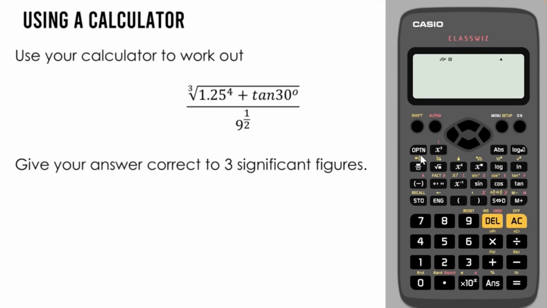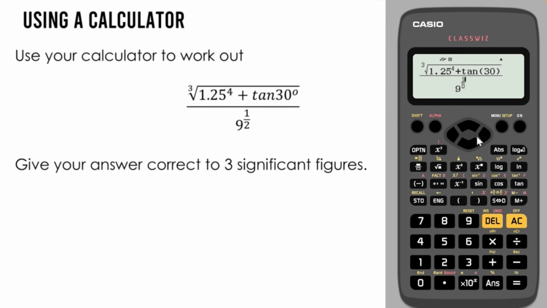Okay, so looking at our first question on using a calculator. Now with using a calculator, we just need to make sure it looks exactly the same. So here we've used our fraction button, we've then typed in the cube root, and we're using our blank power button, making sure we come out of the power here before pressing the tan button. We don't need to put that degree symbol in. So onto the bottom of the fraction, 9 to the power of a half.